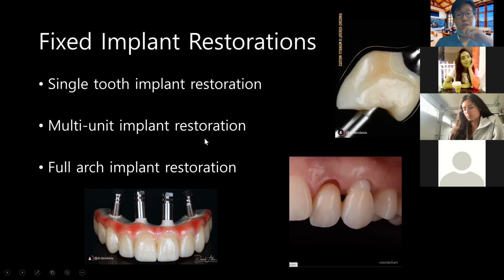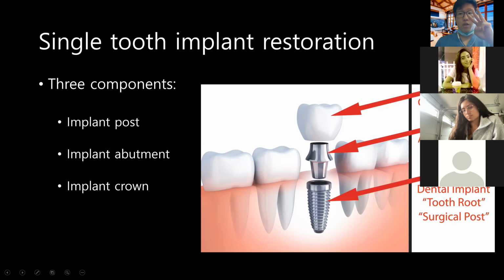There's a multi-unit, which is more than one crown, like a bridge, and then a full arch, almost like a denture, but a fixed implant restoration. So there's three components you have to remember about an implant. There's the post, which is the part that goes into the bone, looks like a screw. And there's the abutment, which is a connection between the implant crown and the post. And then you have the implant crown.